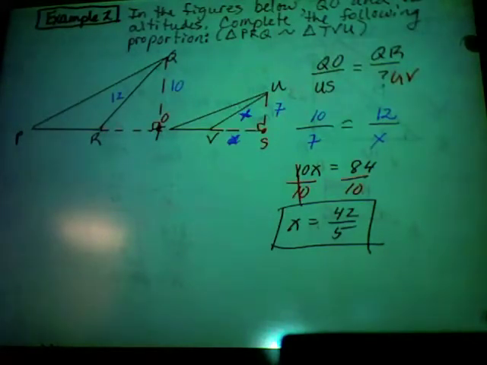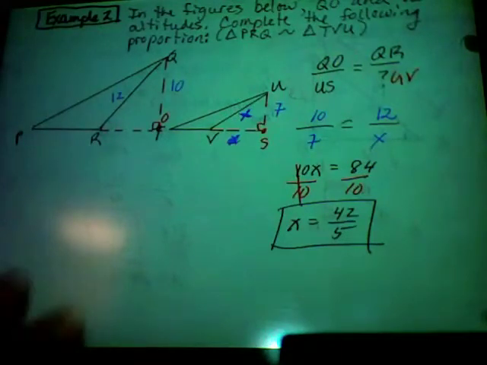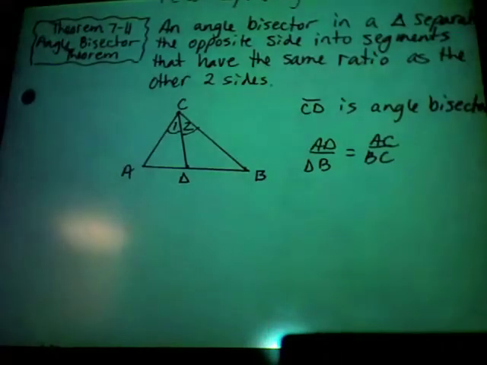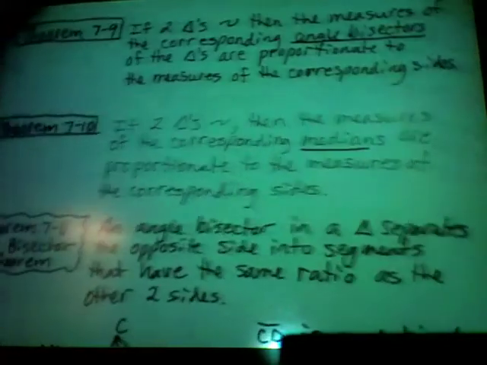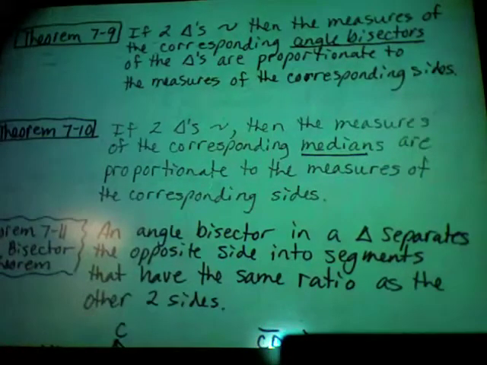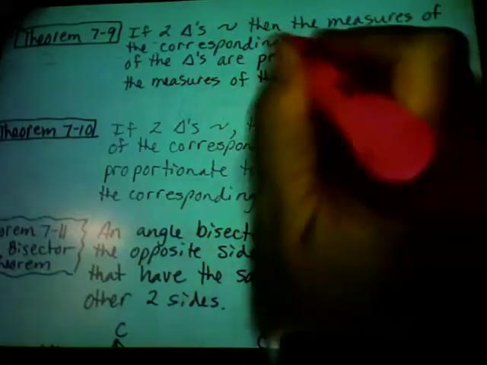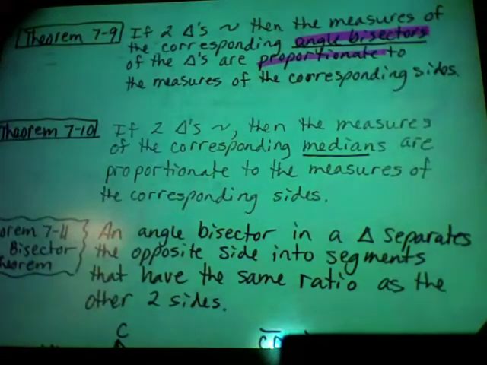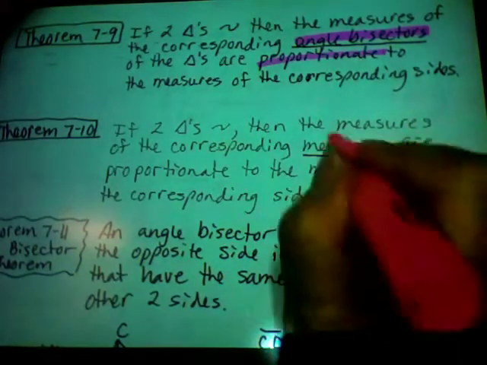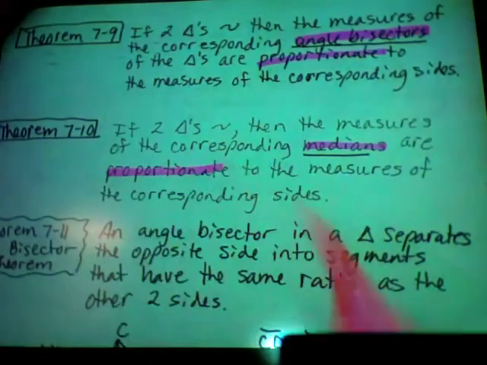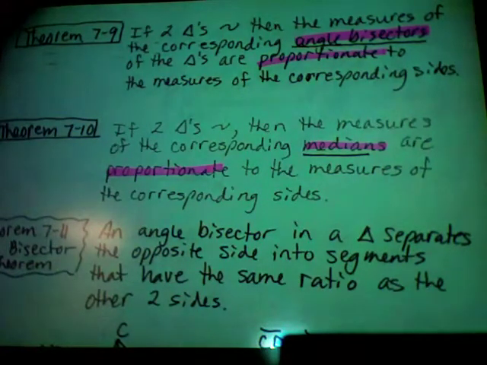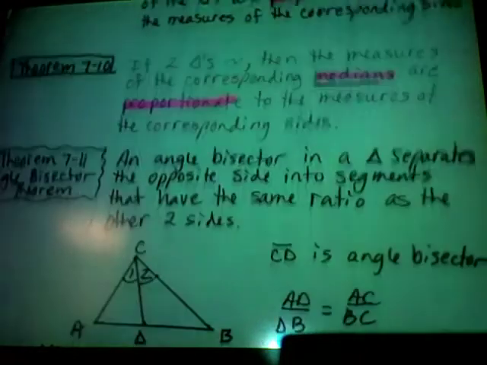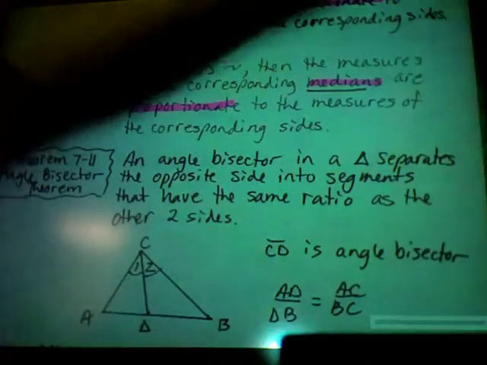All right, so flip that. And then one more page. So Theorem 7.9 says if two triangles are similar, then the measures of the corresponding angle bisectors are proportional, just like the altitude. And then Theorem 7.10 says that the medians are proportionate. So any of your special segments, and then the one that we're missing is the angle bisector. So here it is.